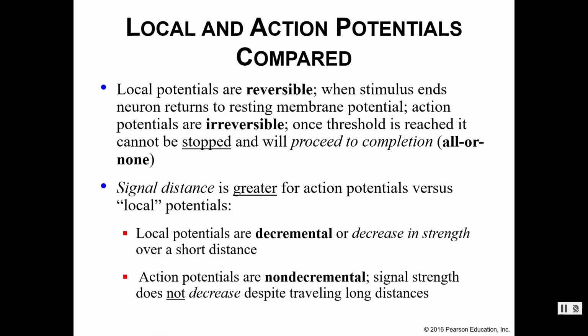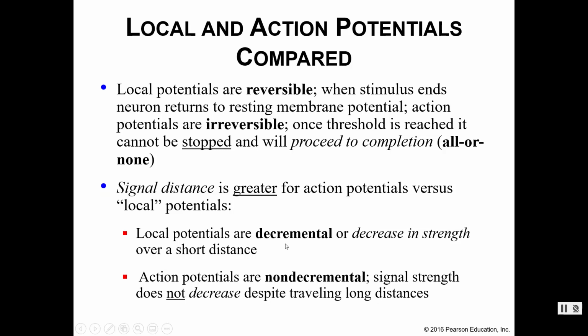Our other difference, the signal distance. For local potentials, we say that they are decremental. It's a nice science word. This means that the strength of the signal decreases as you move down the plasma membrane. So the farther you have to go, the less strong the signal is. Action potentials, however, are non-decremental. They do not decrease in strength, even though they have to travel long distances.